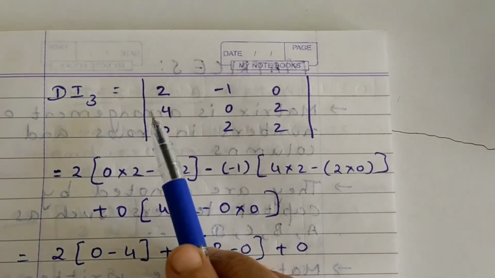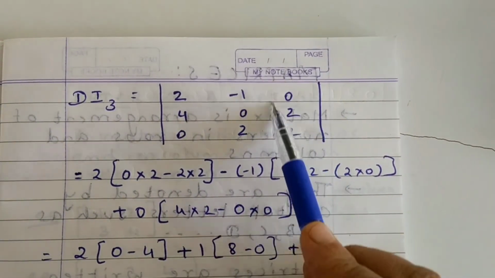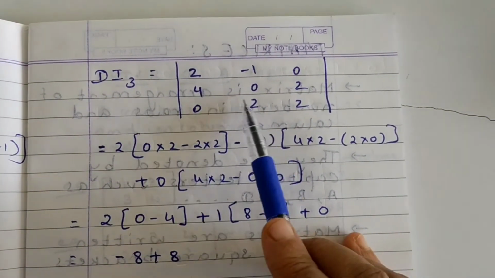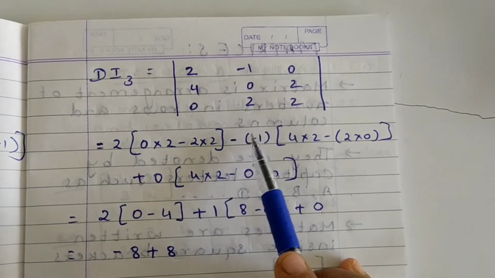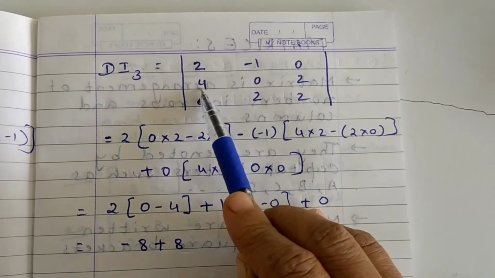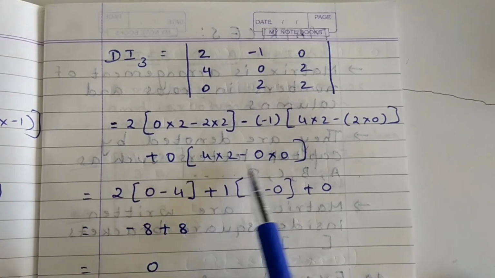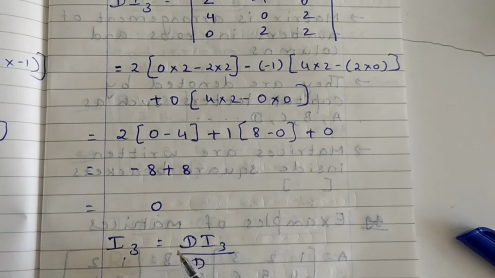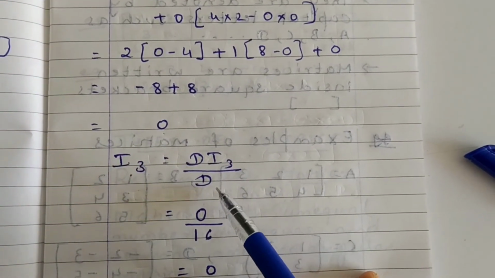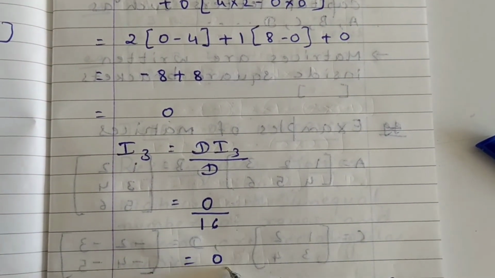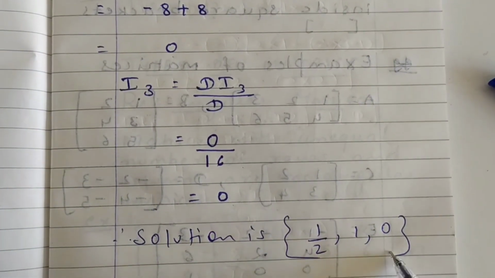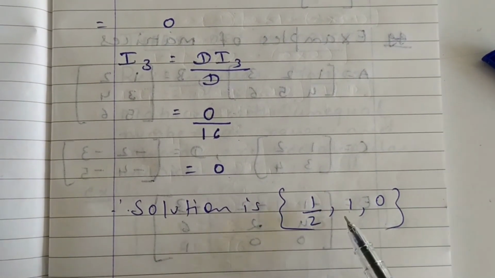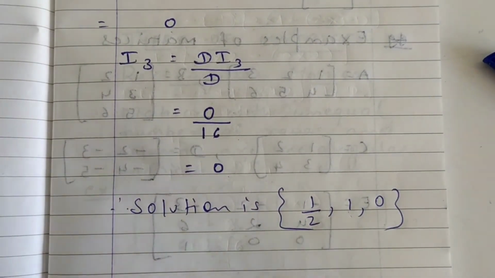Similarly, we find dI3. So again here we have replaced the coefficients of I3 with the constant. So it is 2 into 0 minus 4 minus 1, 4 twos are 8 minus 0 plus 0 into the remaining term. So if you simplify this, you get the answer 0. So your I3 is dI3 upon d, that is 0 upon 16, that is 0. And so your final solution is 1 upon 2, 1, 0. This is the value of I1, this is the value of I2, and this is the value of I3.